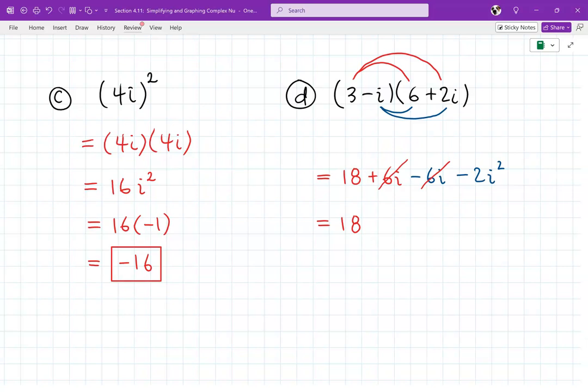So these are going to cancel. So notice they behave just like normal variables. And then I have minus a 2, but i squared. So that'd be negative 1 multiplied by negative 1. Right? So i squared is negative 1. Well, negative 2 times a negative 1, that's a positive 2. So that's 18 plus 2. And 18 plus 2 gives you 20.